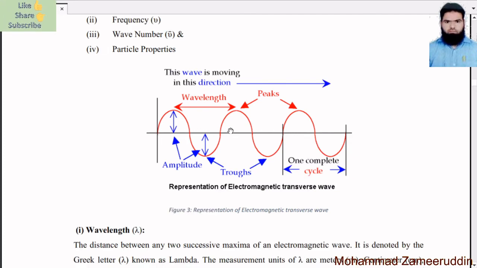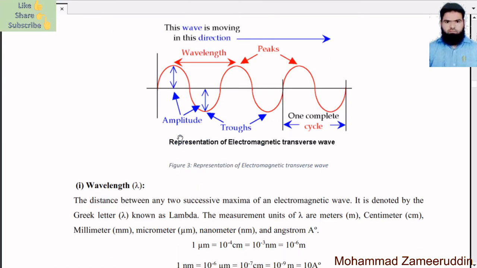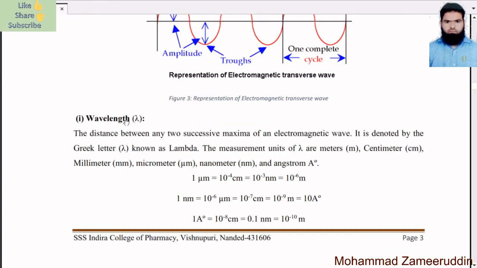So, we will see the different parameters. The first parameter is the wavelength. Now, the symbol of wavelength is lambda (λ).